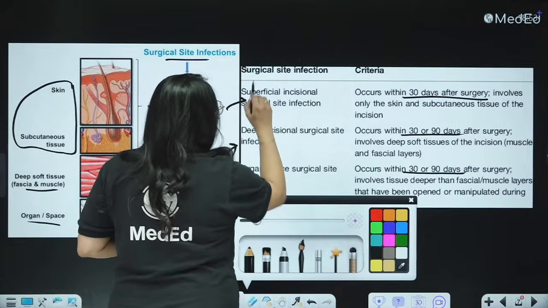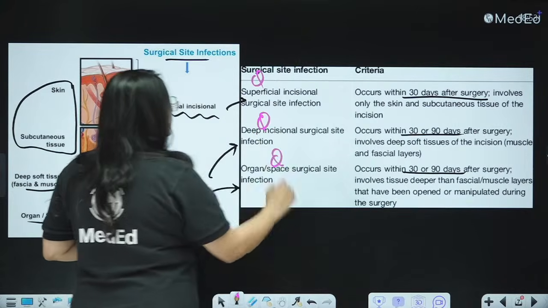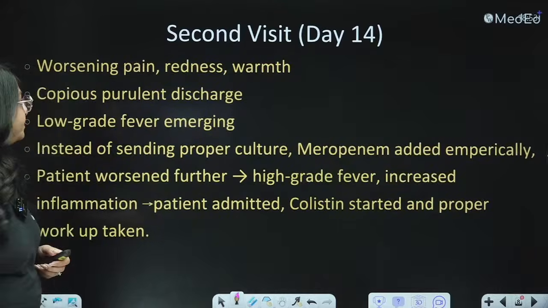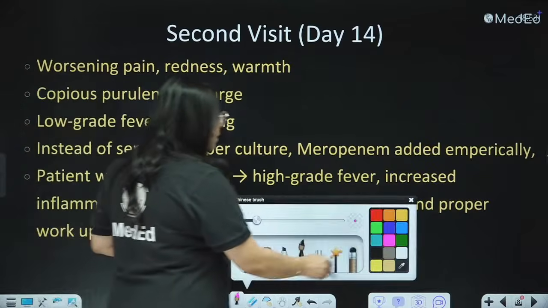So 3 important categories, 3 important questions done. What are the 3 categories? Superficial, deep and organ space surgical site infections, right? Then let's go back to our patient.